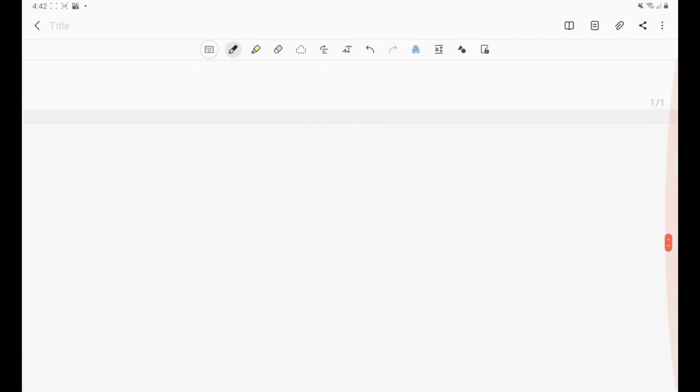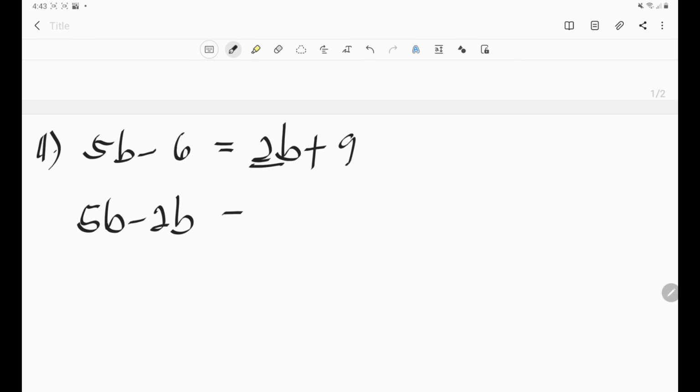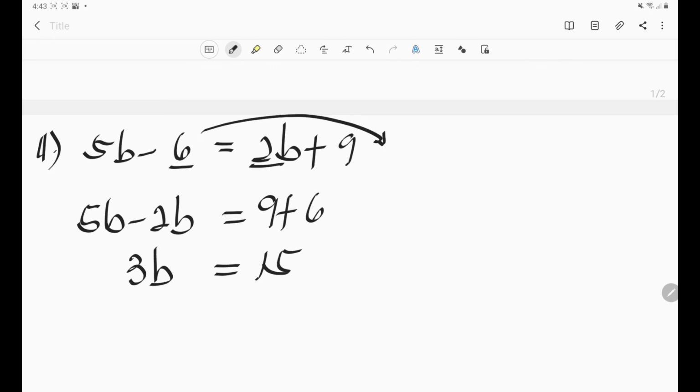Another similar example. We have here 5b minus 6 is equal to 2b plus 9. The first thing that we need to do here is to transpose 2b to the left side. So we have 5b, then this is positive, so this becomes minus 2b, and then transpose negative 6 to the other side. So that becomes 9 plus 6. Then 5b minus 2b is 3b, and 9 plus 6 is 15.